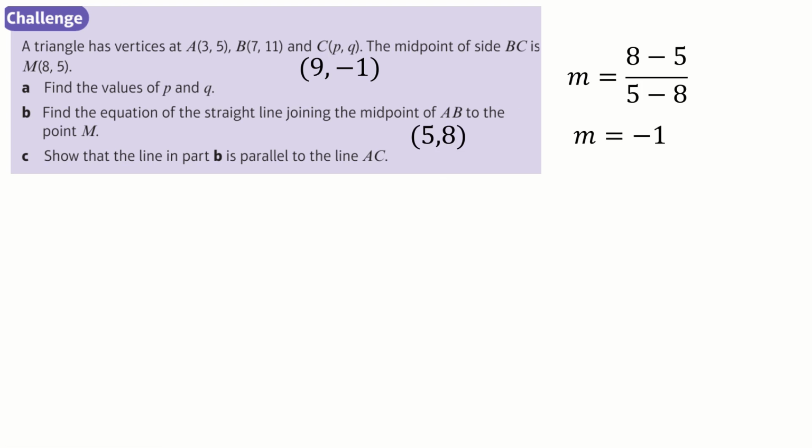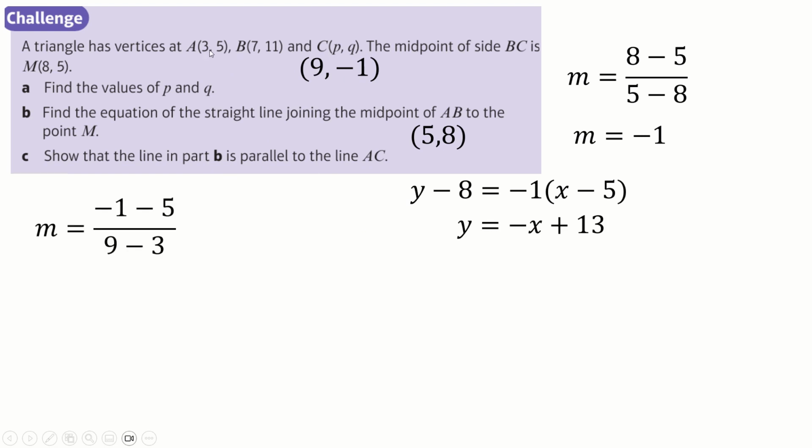And once you've got the gradient, you can then do y minus y1 equals m(x minus x1) if you want to. That also works, choosing either of these points. And in any case, you get the equation of the line. It's just there. And then show the line part B is parallel to the line AC. So A to C has gradient, again, y2 minus y1 over x2 minus x1 will do here to find the gradient of this, which is the same gradient, so parallel.